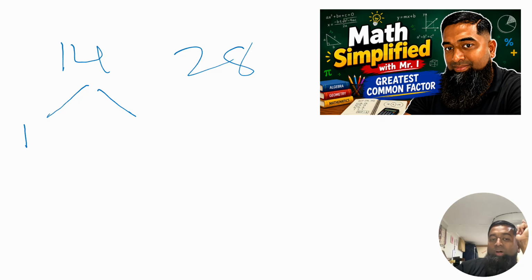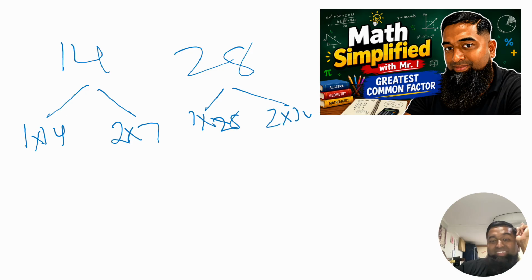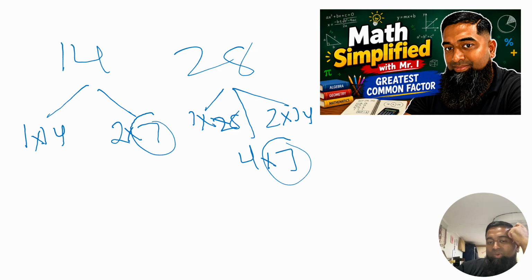So you got what? 1 and 14, so 1 times 14 and 2 times 7. Watch this. This one is 1 times 28, this is also 2 times 14. This is 3 times something? No. But what about 4 times 7? Yes. So look, we have 7 and 7. We have a 2 and a 2.